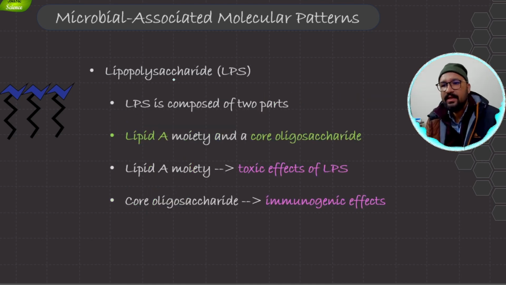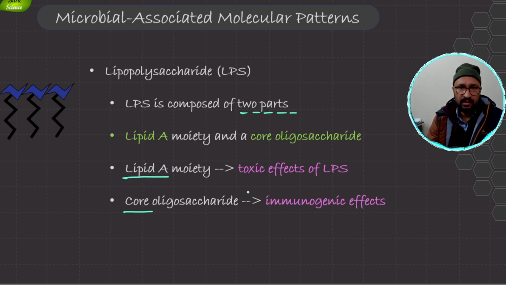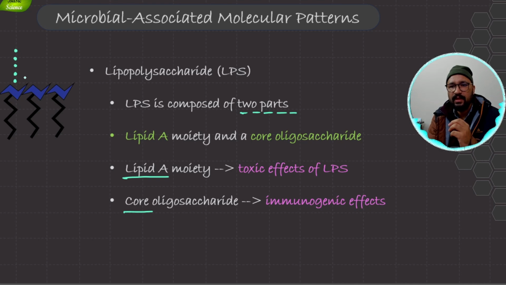Next point regarding the LPS: it is composed of two important parts. One is the lipid A moiety, and the second one is the core oligosaccharide. Sugars are present. Suppose this is your lipid A, and then you have sugar molecules attached to this, and the size of these sugar molecules will vary. It's also going to change depending upon the strains, depending upon the bacteria. And serotyping is also done because of this. It's also known as O antigen, right?